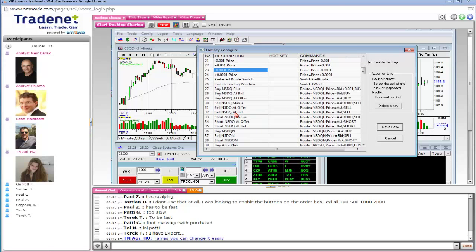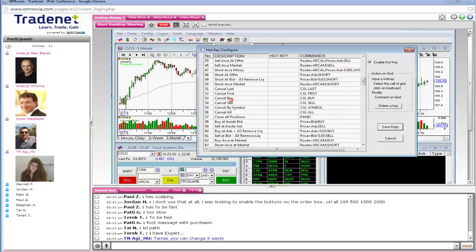Cancel, we have also here a cancel first, cancel last. Cancel last is going to cancel the last order sent. We can also cancel by symbol. Cancel by symbol is going to cancel all open orders with the same symbol as the last order sent, or we can even have a panic button of cancel all.